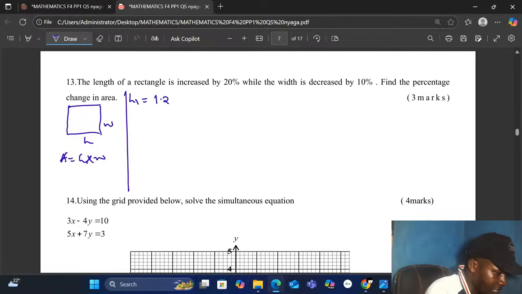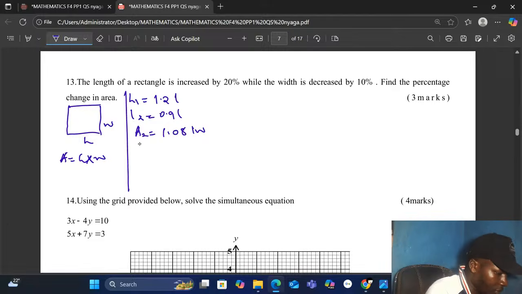The length. Then L2, it is reduced by 10%, so it will be 90%. So 90, we have it as 0.9 L. So that A2 is equal to now 1.08 LW.